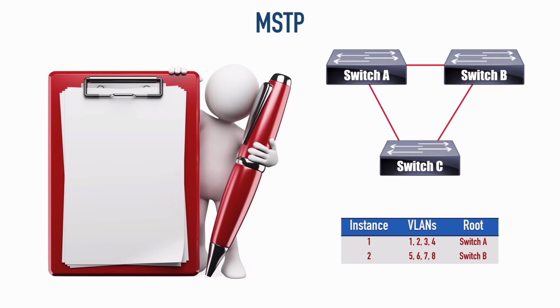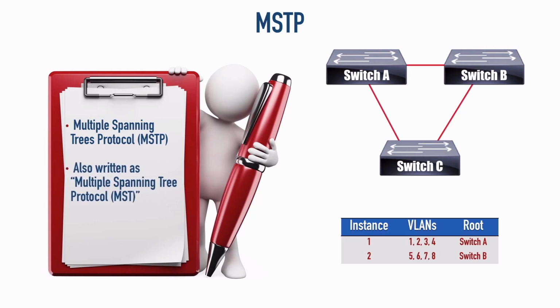However, we might have lots of VLANs configured on our switches. If we had a couple of thousand VLANs, we could run a couple of thousand instances of spanning tree, one for each VLAN. But another option is to use MSTP, Multiple Spanning Trees Protocol, or you might also see this written as Multiple Spanning Tree Protocol, MST, and there is an IEEE standard for this. It's IEEE 802.1s, and here's the idea.